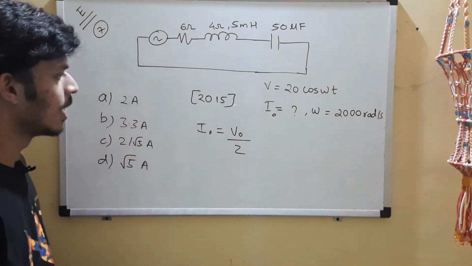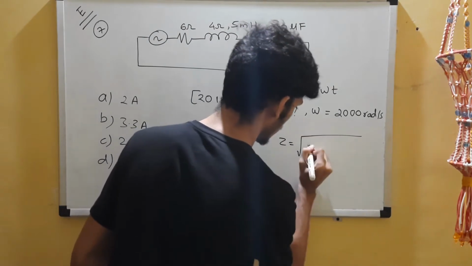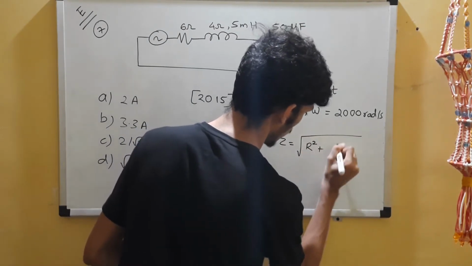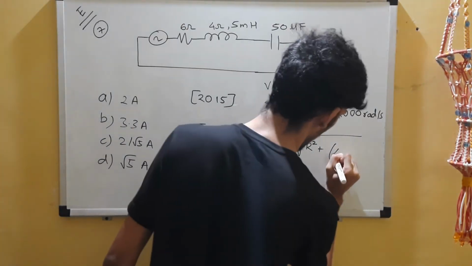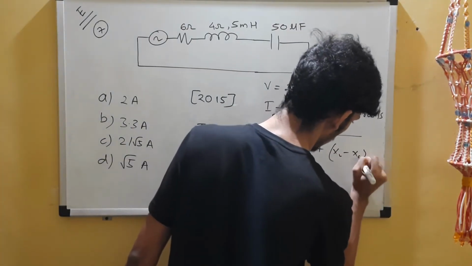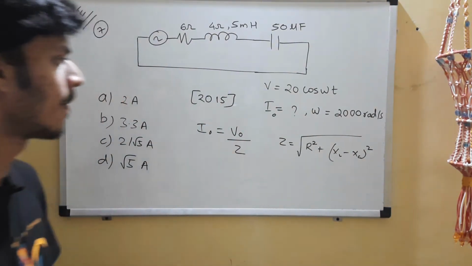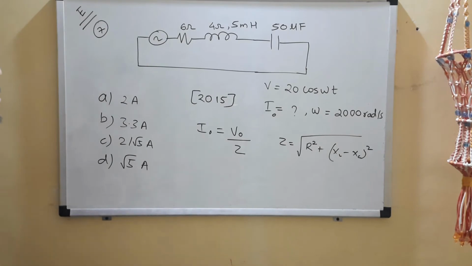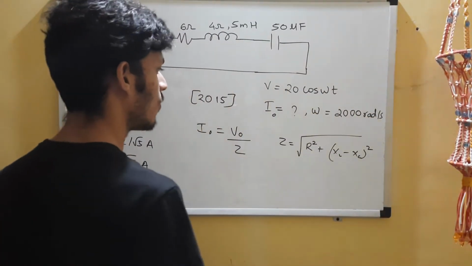So far so good. Okay, so Z is given as, we know that for an LCR circuit, we have discussed this, it is the square root of R square plus (XL minus XC) the whole square, basically the difference. So let's find XL and XC first, and then we'll substitute over here and get our answer. It is a very straightforward question.